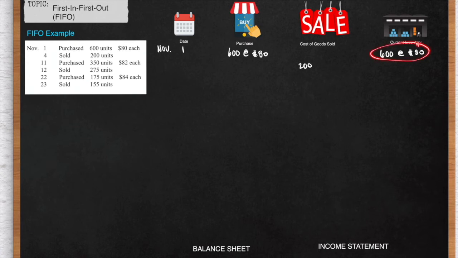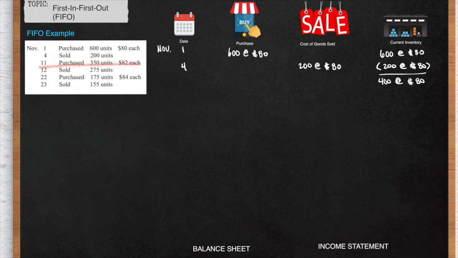On November 4th, we had a sale of 200 units. If it's 200 units and we have 600 units of our goods at $80, we're going to pull from there, okay? All right, so we're going to subtract. We're going to update our inventory. Brackets means subtraction. So right now, after that sale, we have 400 units and it cost us $80 each.